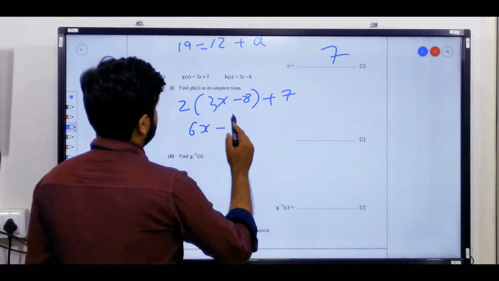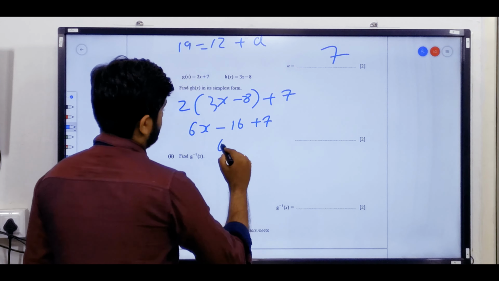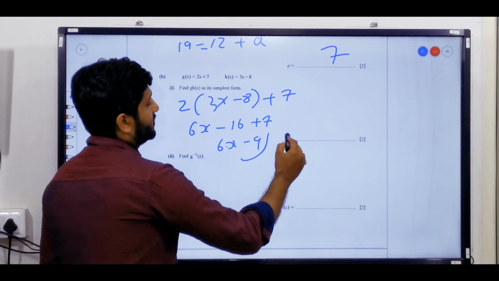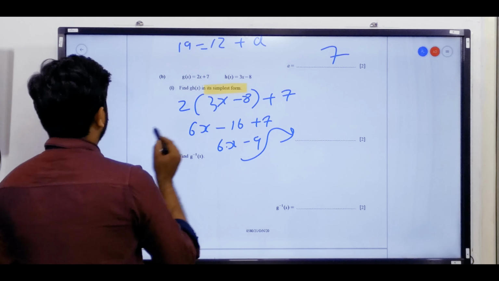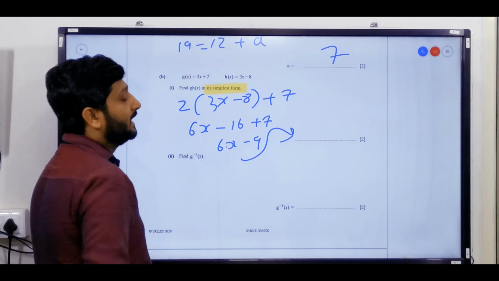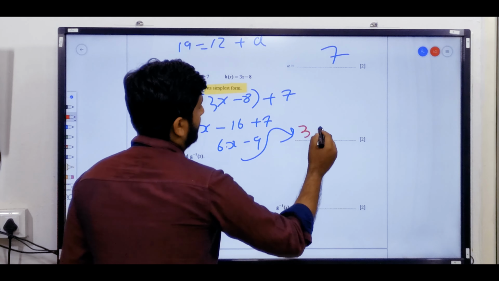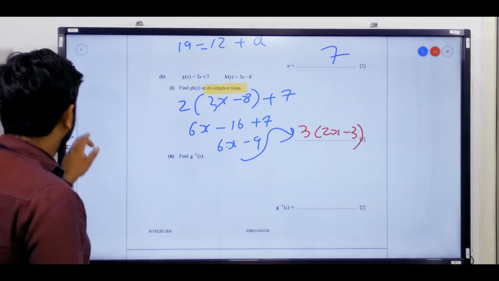6x minus 16 plus 7, which is 6x minus 9. You can write this answer also, but I generally prefer, as in the question they have mentioned to write the answer in simplest form, so I'll try to further factorize this. Here you can see 3 is common, so this will be 3 times 2x minus 3.